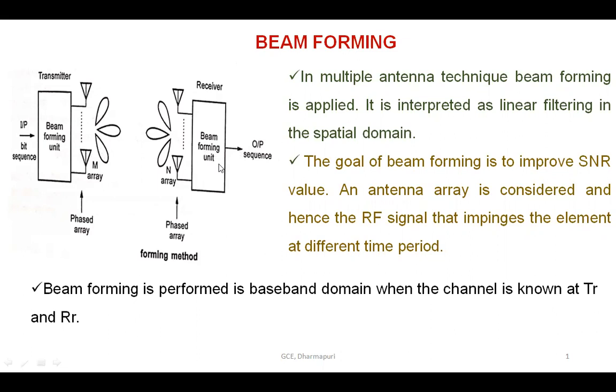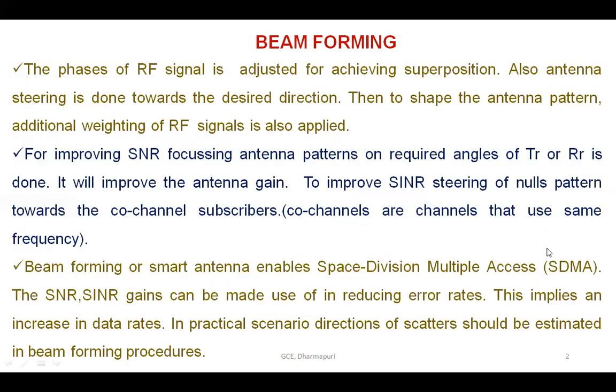An antenna array is considered, and hence the RF signal impinges on the elements at different time periods. Beamforming is performed in the baseband domain when the channel is known at TX and RX. The phases of the RF signal are adjusted for achieving superposition. Also, antenna steering is done towards the desired direction. Then, to shape the antenna pattern, additional weighting of the RF signal is also applied.